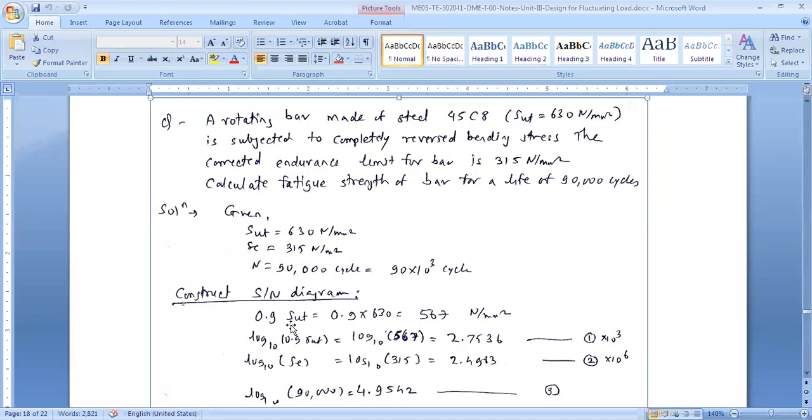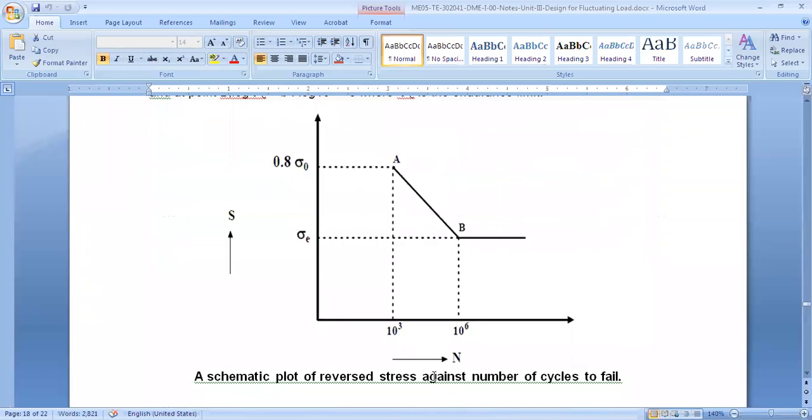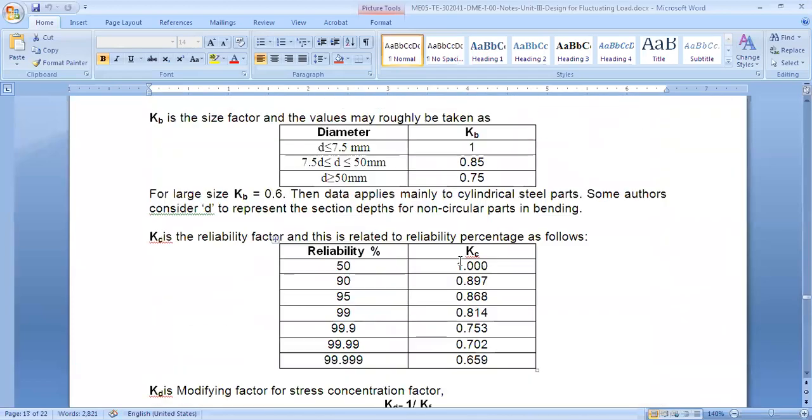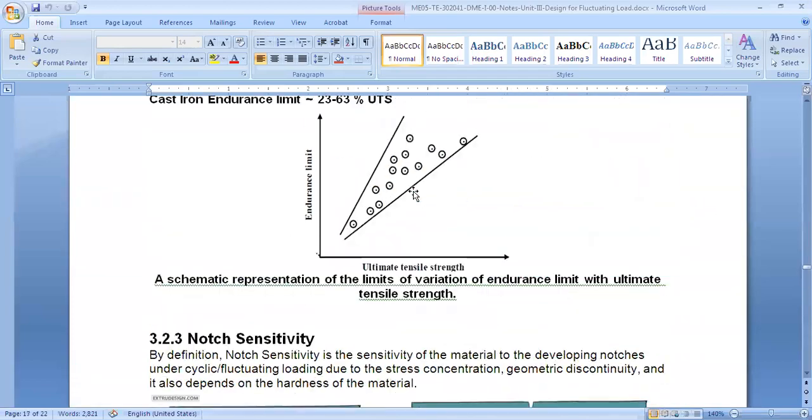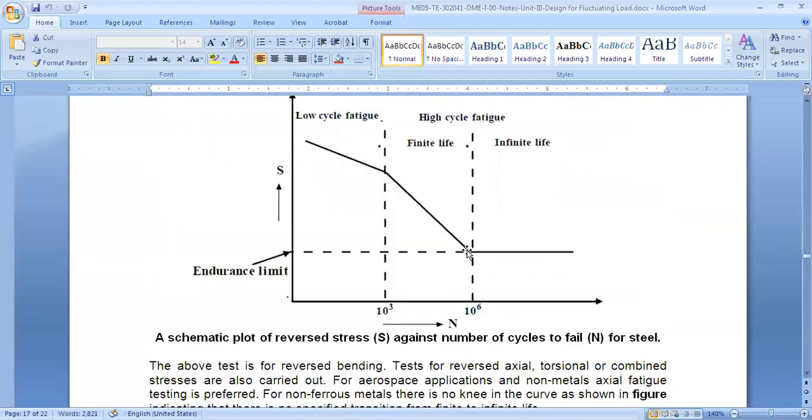Okay, again I will repeat. They have given the corrected endurance limit, right? So the endurance limit is this point. This diagram is better. So Se will be log to the base 10 of Se on the y-axis, and on the x-axis it will be log to the base 10 of 10 raised to 6, that is 6. So x-axis 6, y-axis log of Se, we get one point.